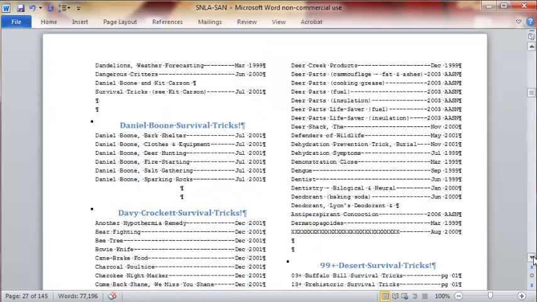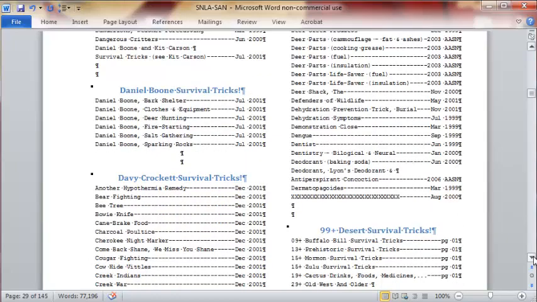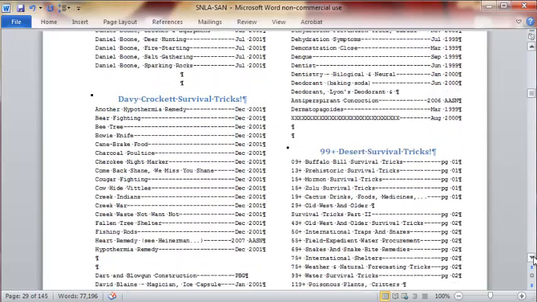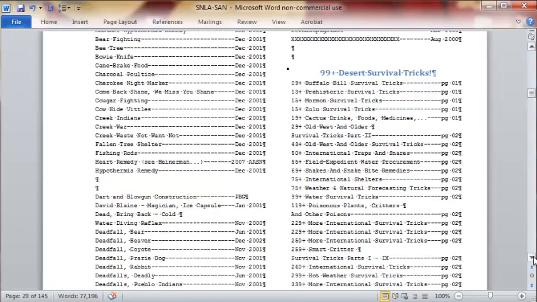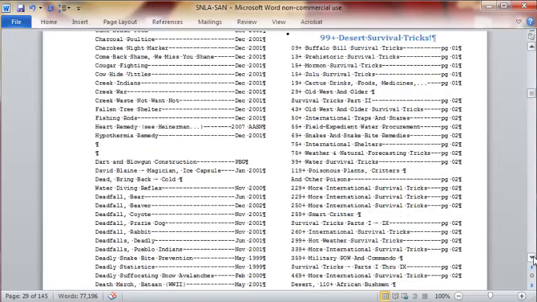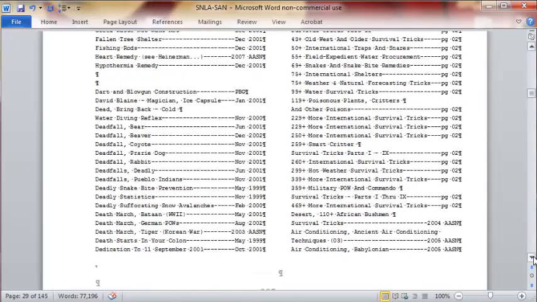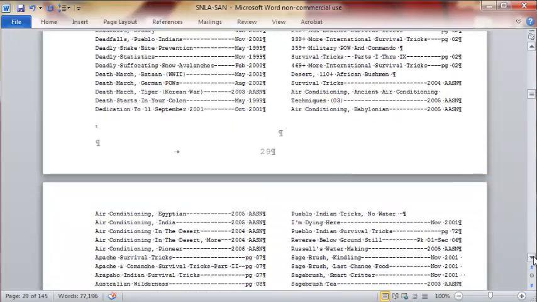Daniel Boone survival tricks, Davy Crockett survival tricks, two world-class mountain men. 99 desert survival tricks. Again, we're creatures of comfort, fragile creatures of comfort. You get in that desert and you don't know what you're doing, you're gonna end up dead, plain and simple. Okay.